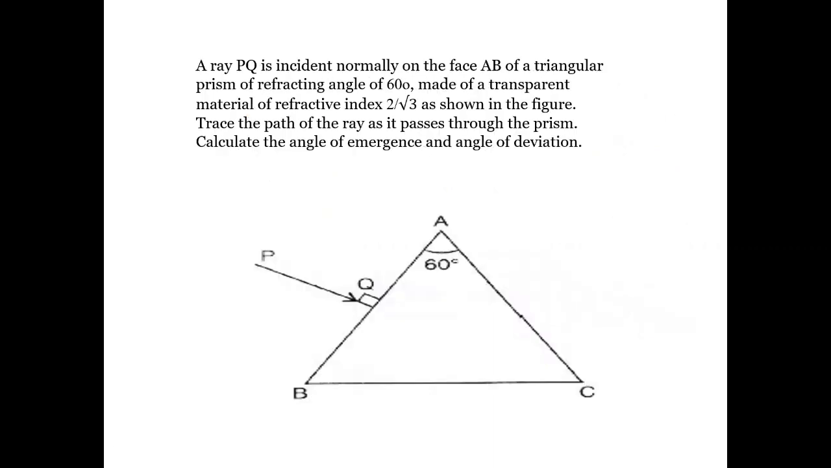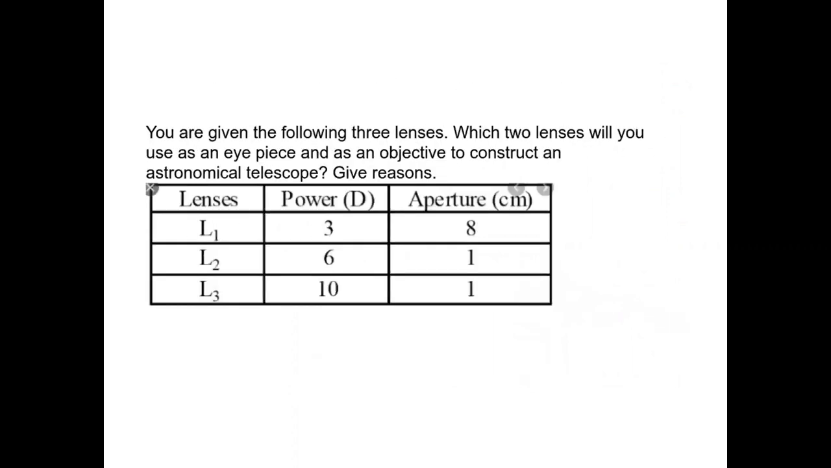So I have given another problem also. You can consider this as a homework. Okay. So you are given the following 3 lenses. Which 2 lenses will you use as eyepiece and objective to construct an astronomical telescope? Which one you will select? Power and aperture are given. I told you for telescope, objective aperture should be more or lesser? What did we discuss? So L1 should be objective because it has a large aperture.